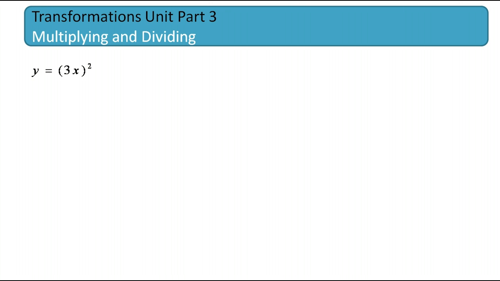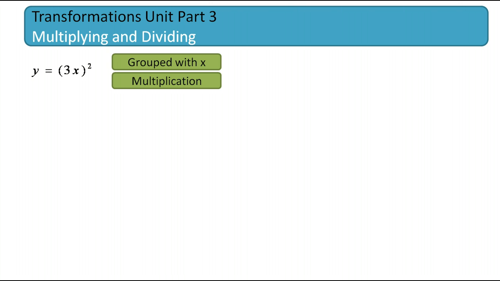Now we have a multiplication here, and we have to decide, is it with the x or is it with the y? To determine if it's with the x, it has to be inside the parentheses raised to the power of 2. Because that 3 is inside those parentheses with the x and is raised to the second power, it is grouped with the x. So because it's grouped with the x, it's going to produce a horizontal change, and since it's multiplication, it's going to be a horizontal compression. So we'll see what that does to our graph.